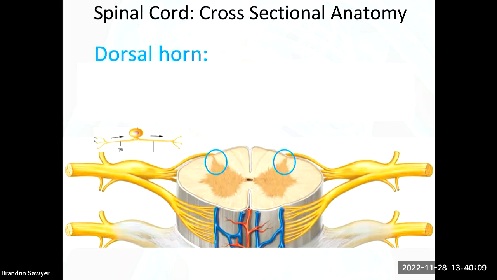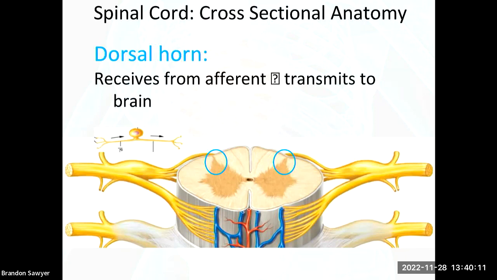All right, so the dorsal horn first. This is receiving afferent information and then sends it upwards to the brain. This aligns with what we already talked about. We've got this little structure over here that I just circled. What's that one called? Just remember, part of the spinal nerve stuff. This guy right here. Gotta know it for Friday too. The dorsal root ganglion, right? That's the dorsal root ganglion.